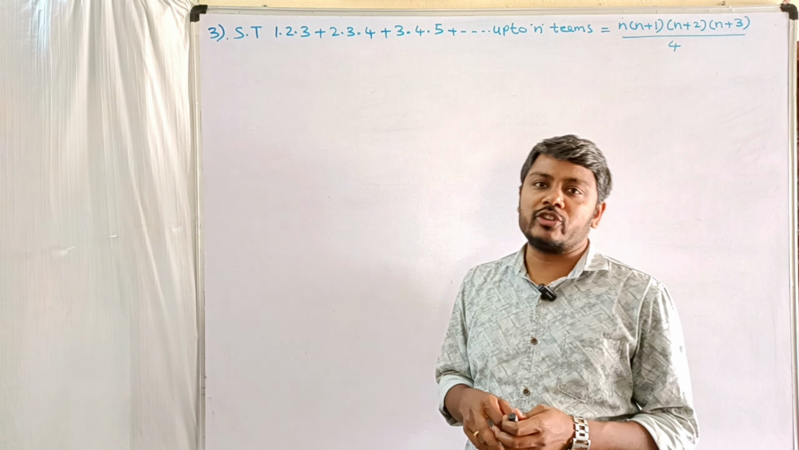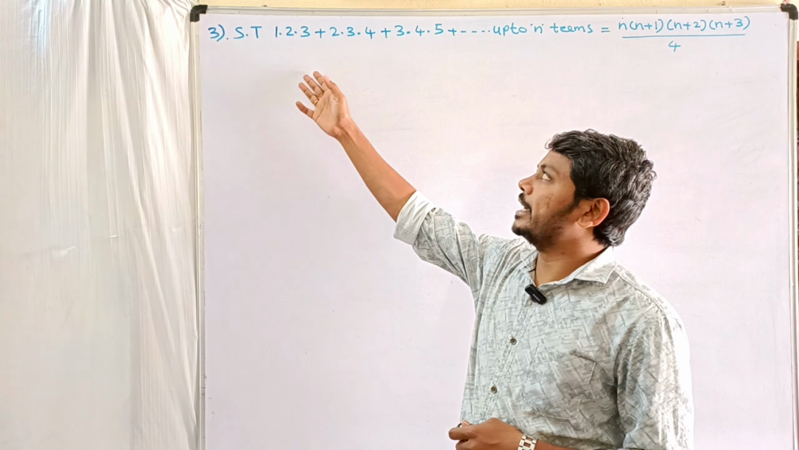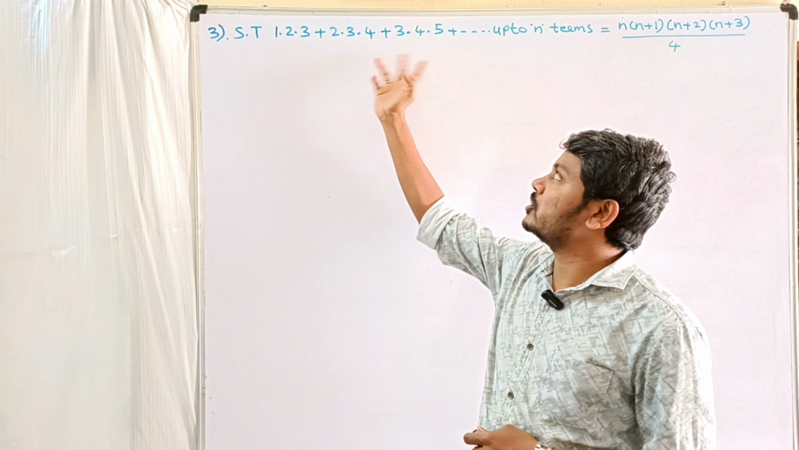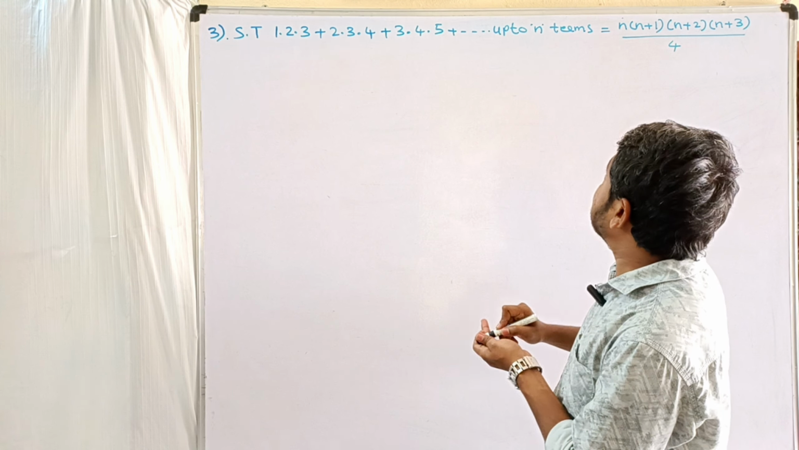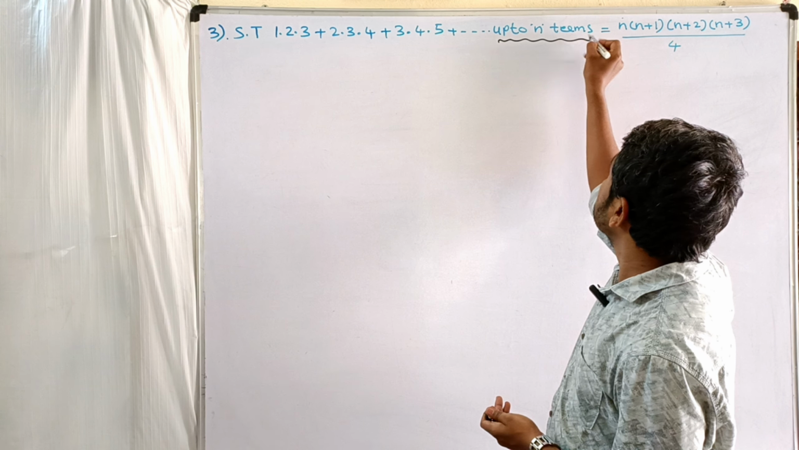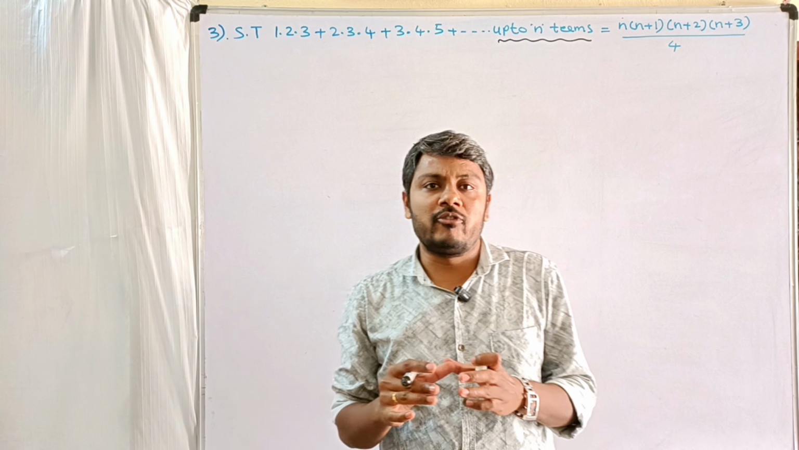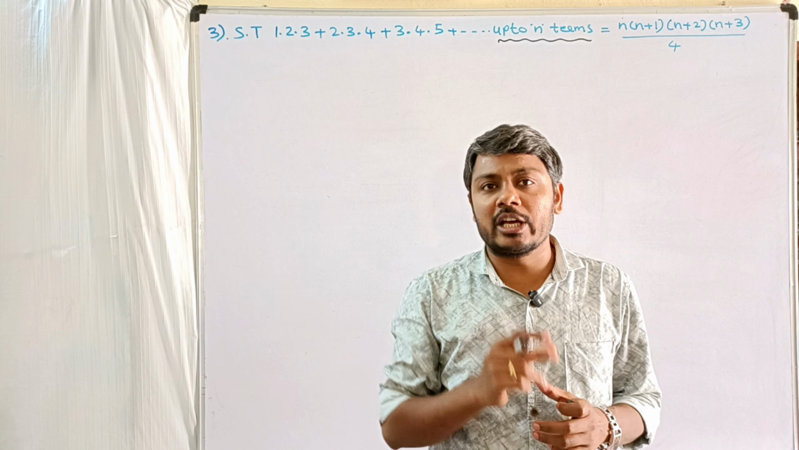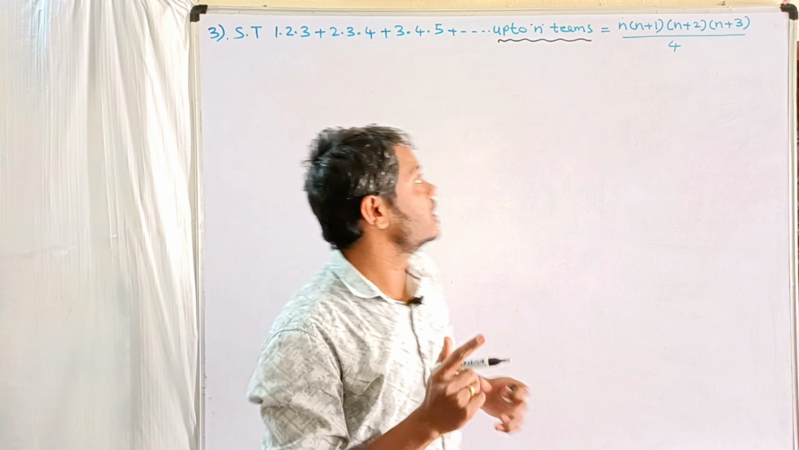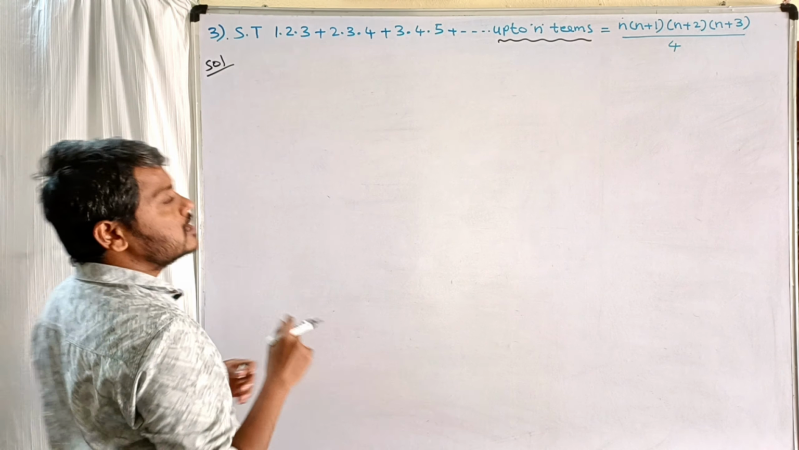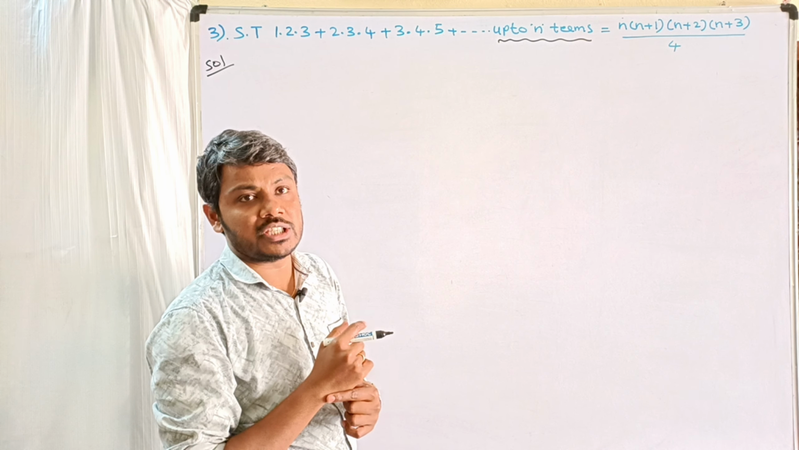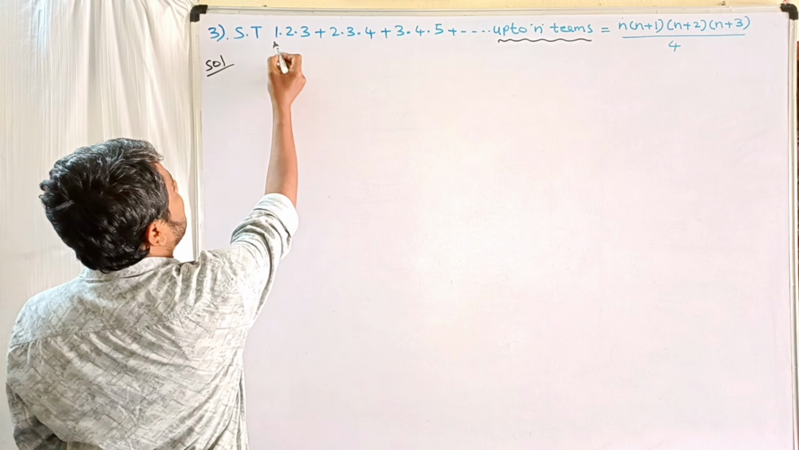Show that 1 into 2 into 3 plus 2 into 3 into 4 plus 3 into 4 into 5 up to n terms. So first you need to find the nth term of the given series. See the solution. For finding the nth term of the series, we can consider the first two terms.